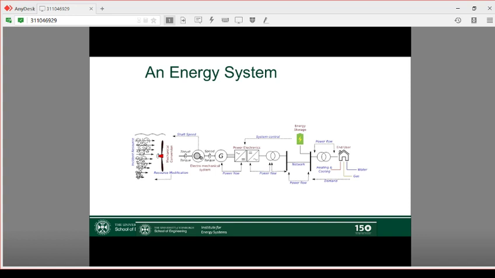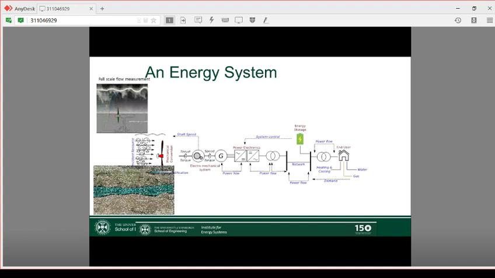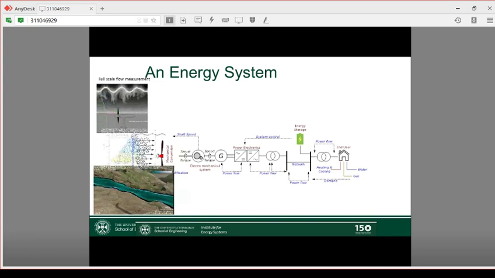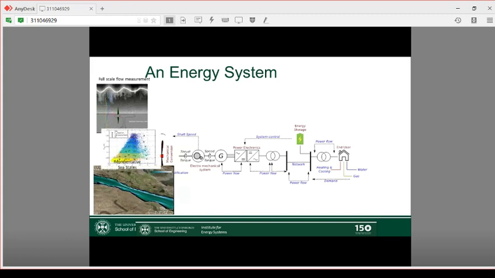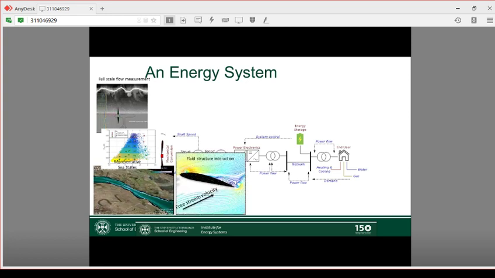This happens to be a tidal turbine, but it could be any other renewable energy system. We start by trying to understand what the resource is doing, either by measurement or by modelling, and I will talk a little bit about that later on. Once we've done that, we try and characterise sea states that we want to conduct tests under, and we do fundamental work on fluid structure interaction.